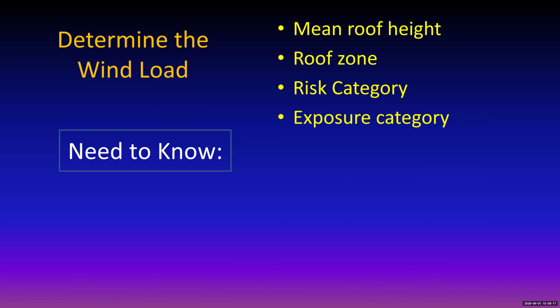Then you need the exposure category. And that's A, B, and C, and that's a matter of how much screening do you have from the wind? If you're right on the ocean, you're in exposure category D. If you're inland with a lot of trees and houses around, then you're exposure category B. And what are escarpments? Are there any hills around?